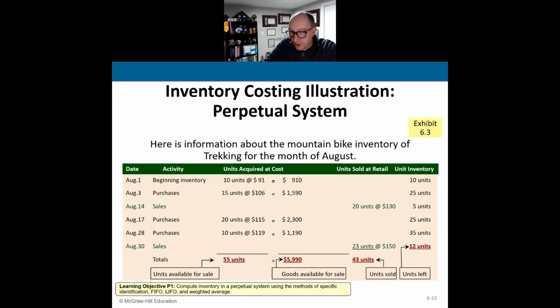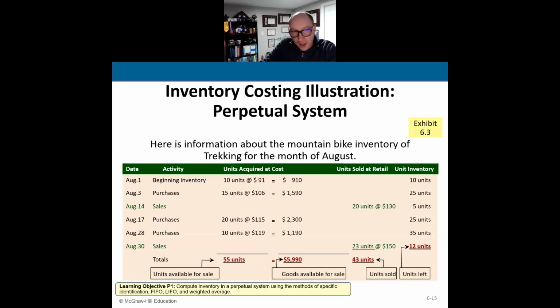On August 28th, we purchased an additional 10 mountain bikes for $119 each. That's $1,190. That brought our balance of mountain bikes to 35. The previous 25 plus the new 10.